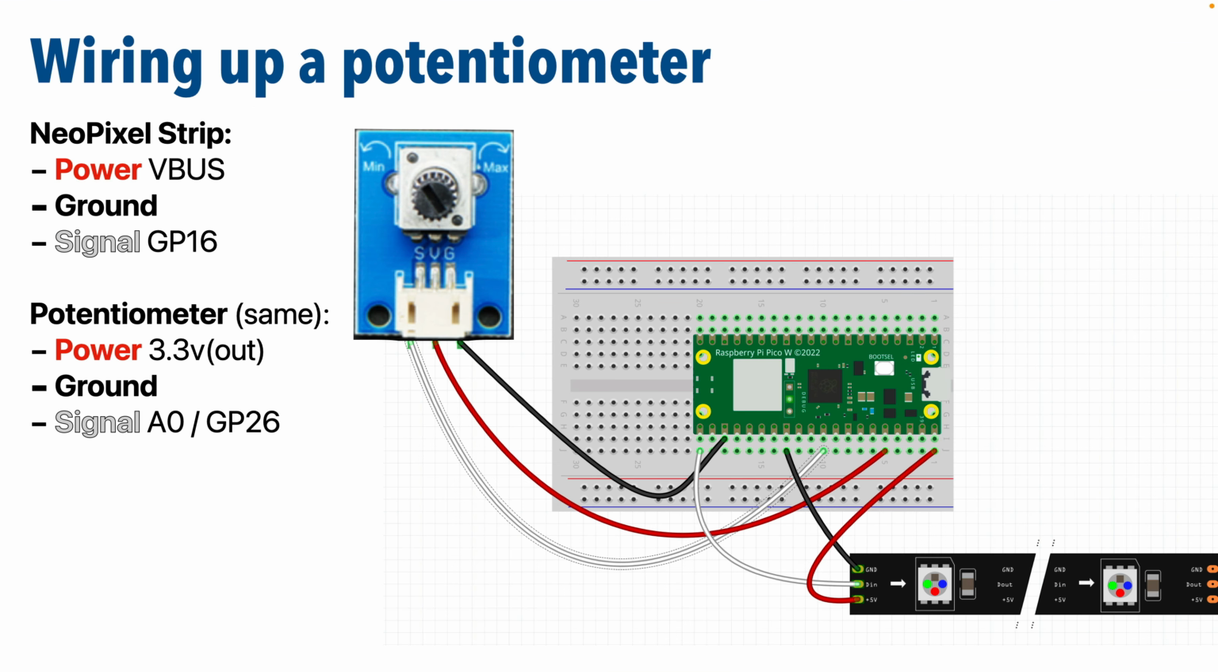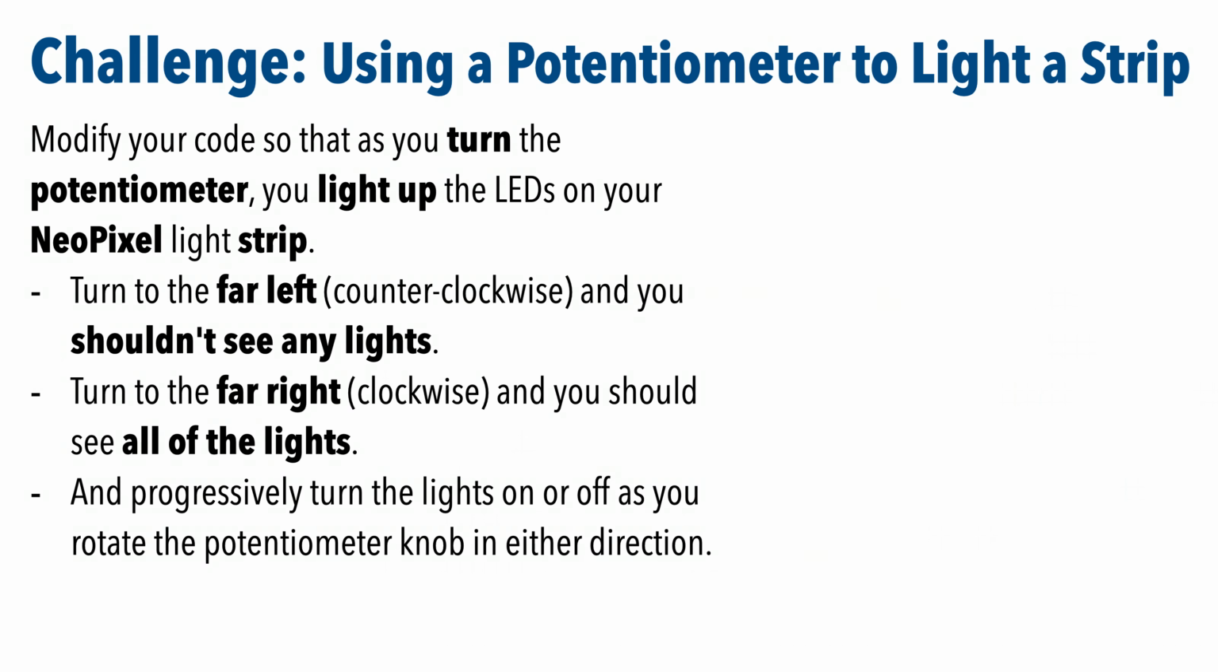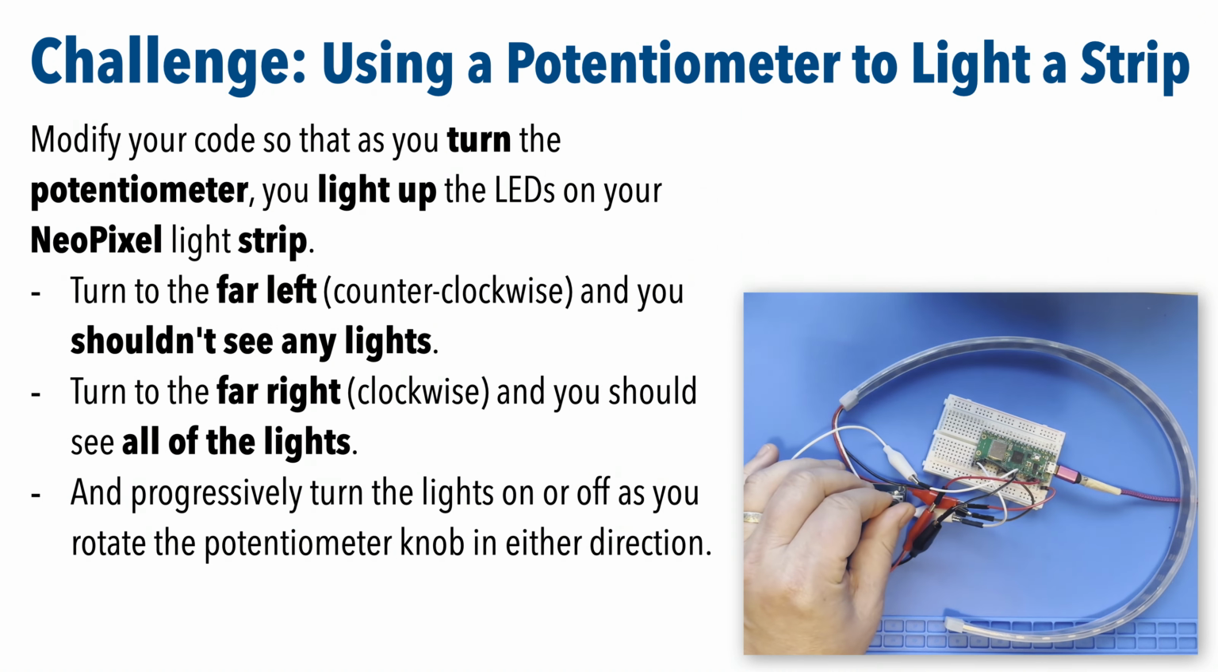Now the challenge is going to use a potentiometer and a NeoPixel strip, so I'll keep the potentiometer wiring the same, and I'll wire the NeoPixel strip to VBUS power with the signal to GP16. That's this pin here in the lower left. So in this challenge, you'll modify your code so that as you turn the potentiometer, you light up the LEDs on your NeoPixel light strip.